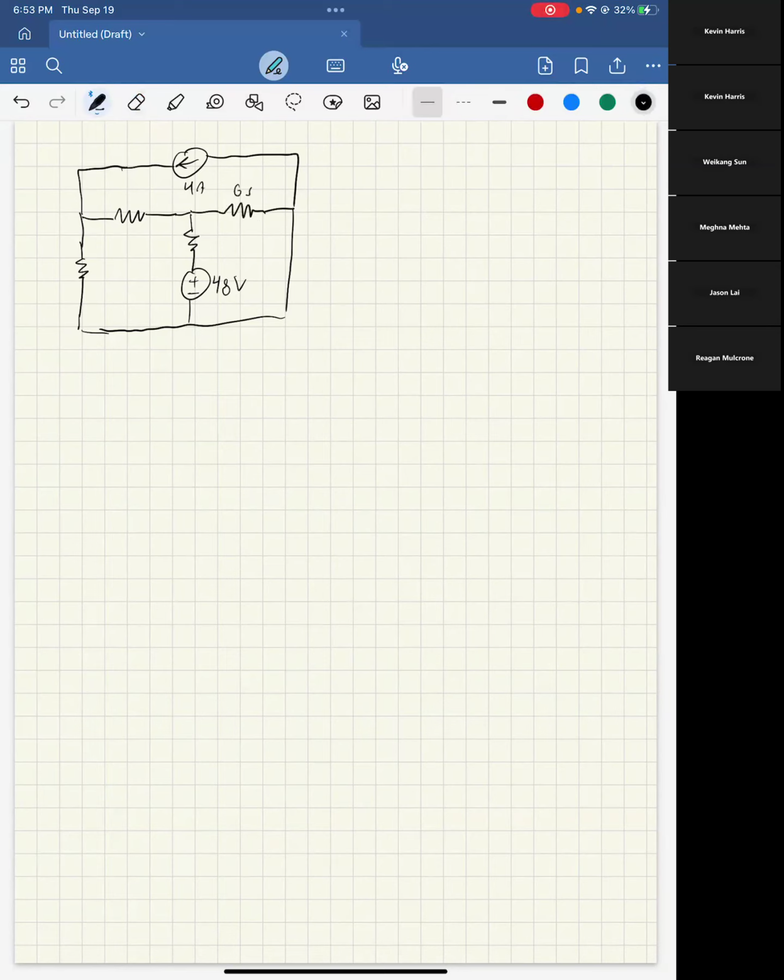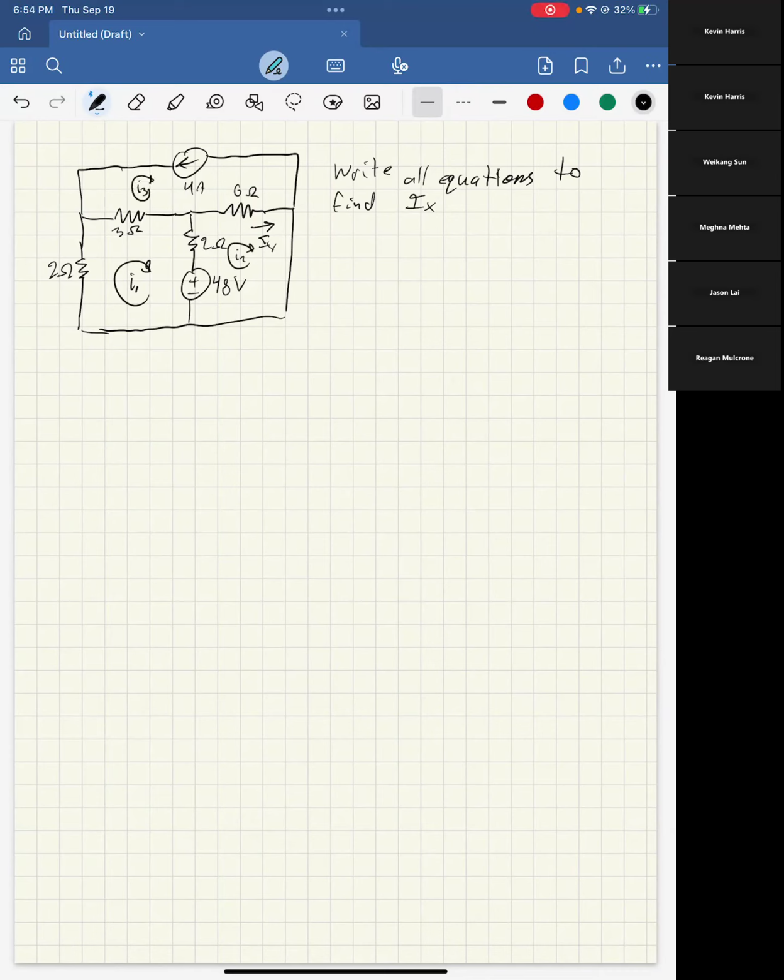6 ohms. Okay. So this one's going to be, right, all equations to find x. So again, we start by just defining our mesh currents. So that's going to be I1, this can be I2, this can be I3.